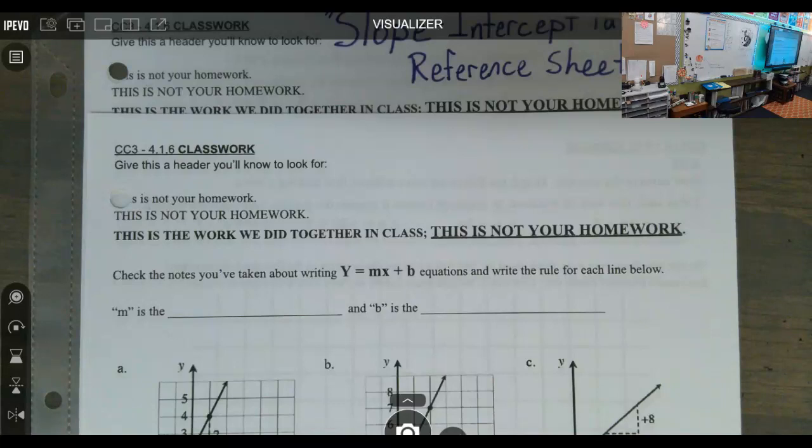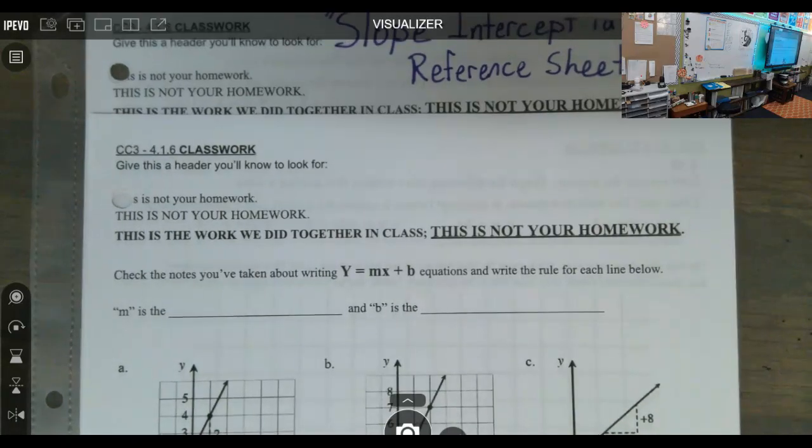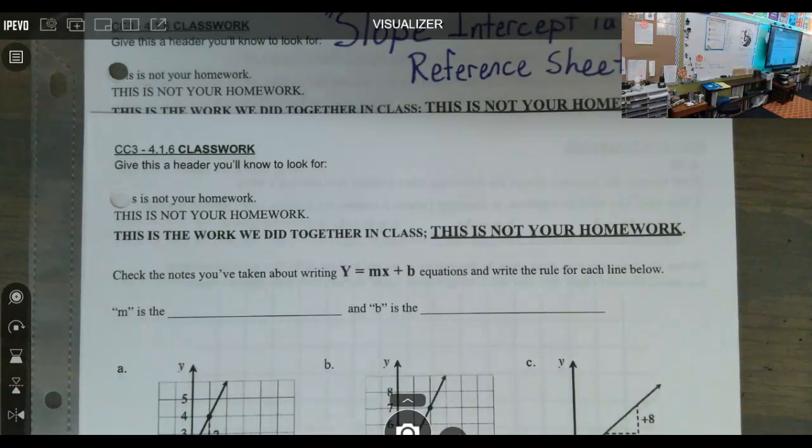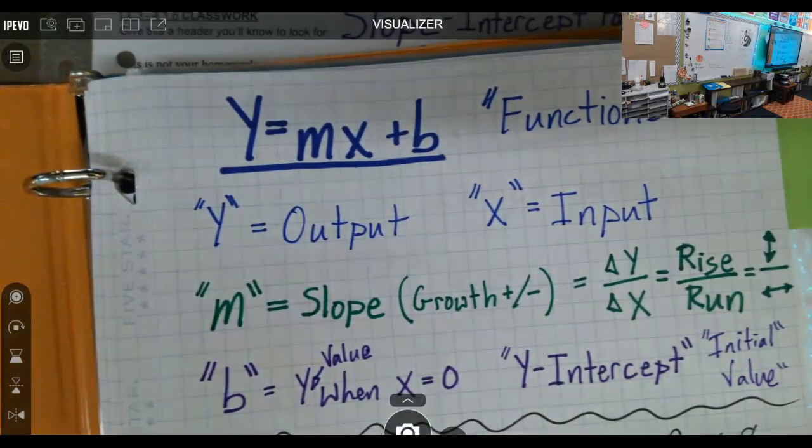Did you write down the notes? Starting point. And hey Arlo, you know what it's on? It's on these. Did you write these down? Yeah, M is the slope, and B is the.